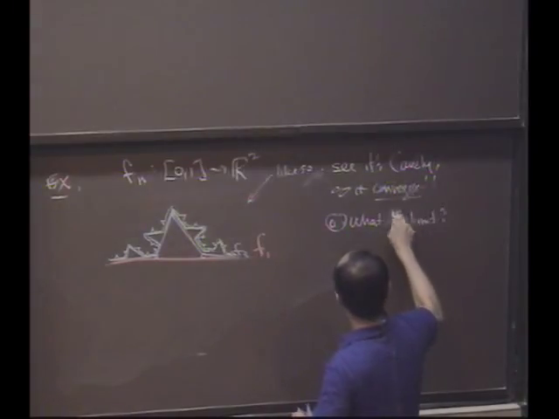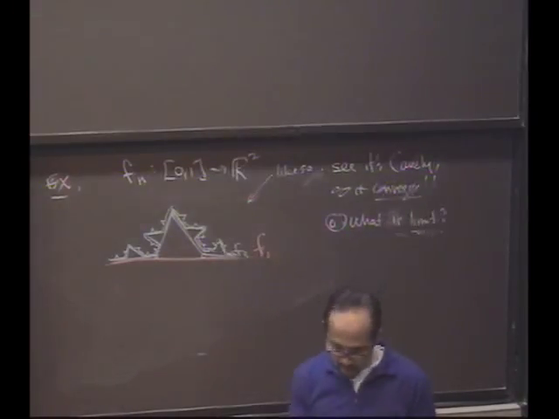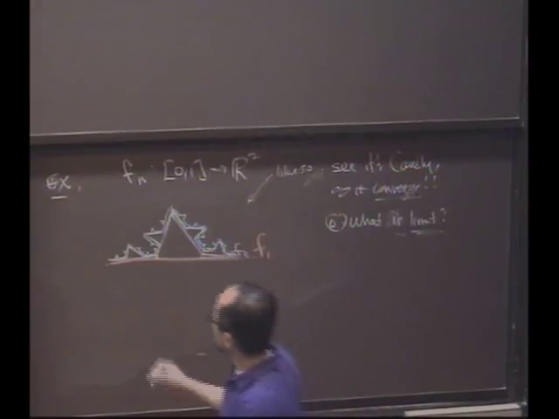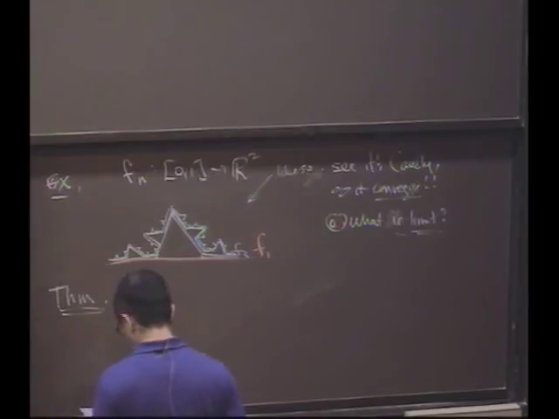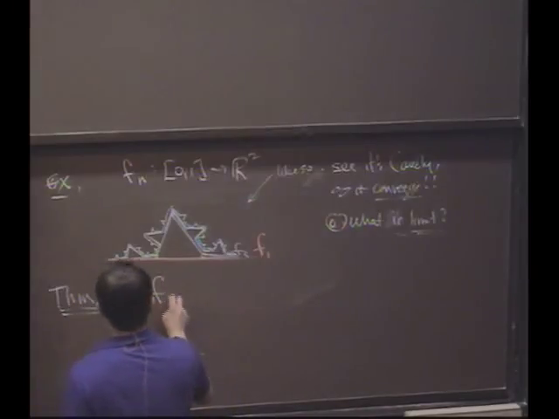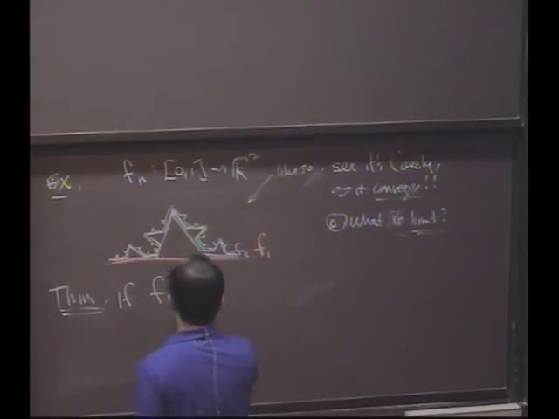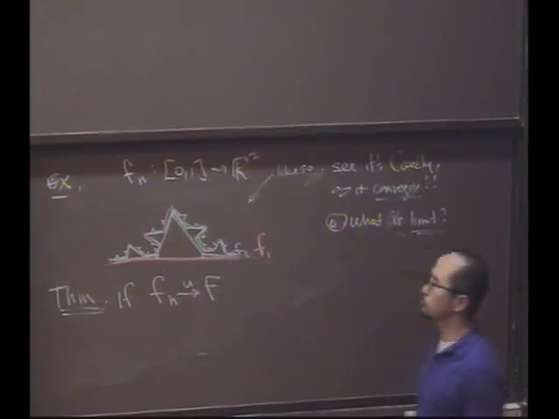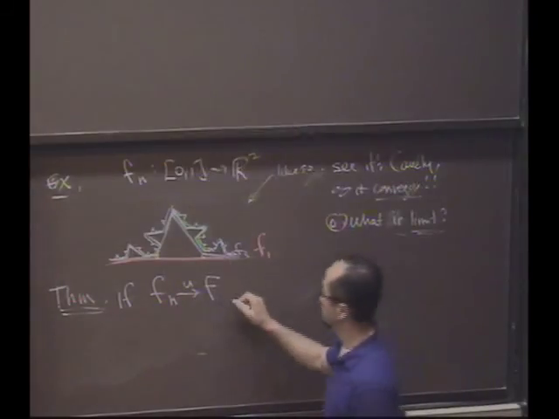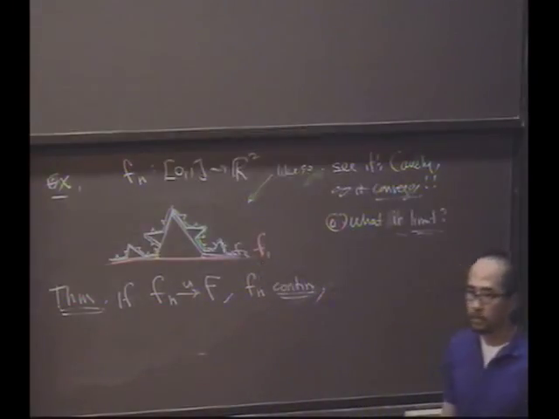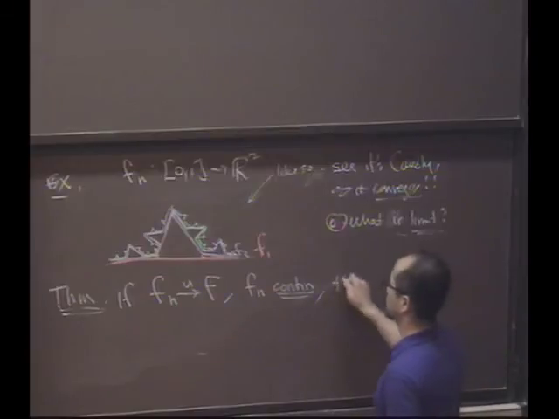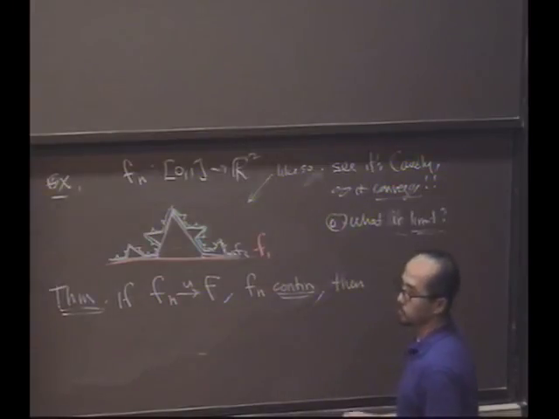Now of course the next question is, what is the limit? What can I say about the limit? Well, here's another amazing theorem. Oh, this gets so great. Look, it turns out that if you have a sequence that converges uniformly to a function f, and the fn's are all continuous, guess what? The limiting function is continuous.